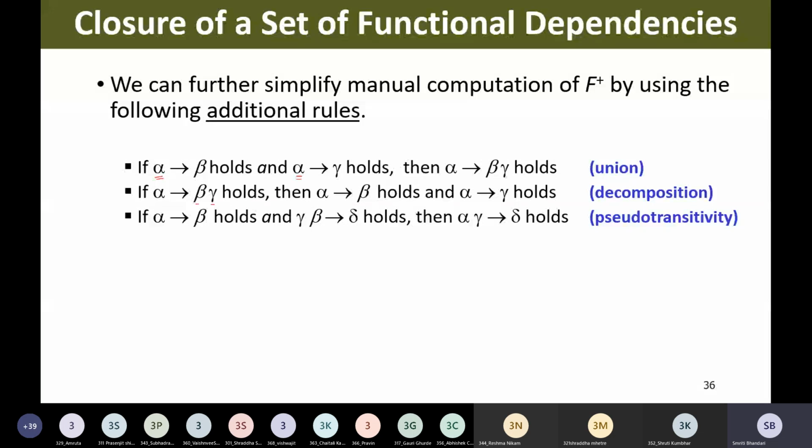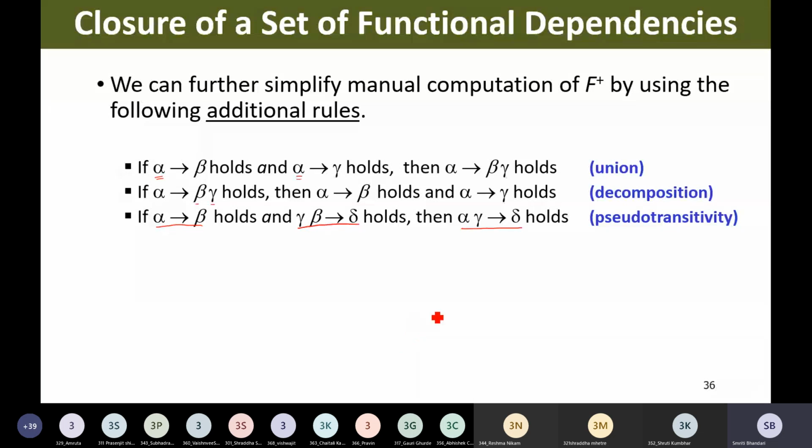Further, we may come up with the pseudo-transitivity rule. So what this rule says, see here, if alpha determines beta and gamma beta determines delta, then alpha gamma determines delta. See here, alpha determines beta and gamma beta determines delta. Then alpha gamma determines delta. So this is the pseudo-transitivity rule.